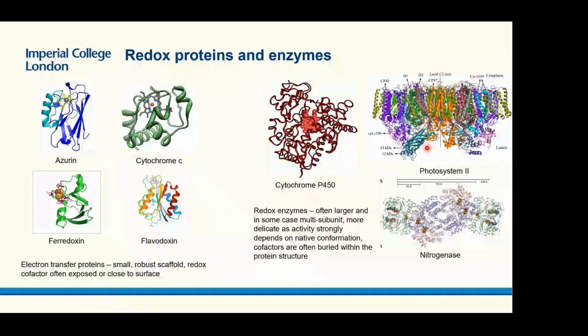Now, if we're looking at the examples of what we can use for protein film electrochemistry, we can either study redox proteins or redox enzymes. Redox proteins normally are small proteins that are involved in electron transfer steps along, for example, the respiratory chain. They are normally quite robust in terms of the scaffold of the proteins. They are small, as I said. Quite often, the redox cofactor is partially exposed to the surface, or in any case, it's very close to the surface of the protein.